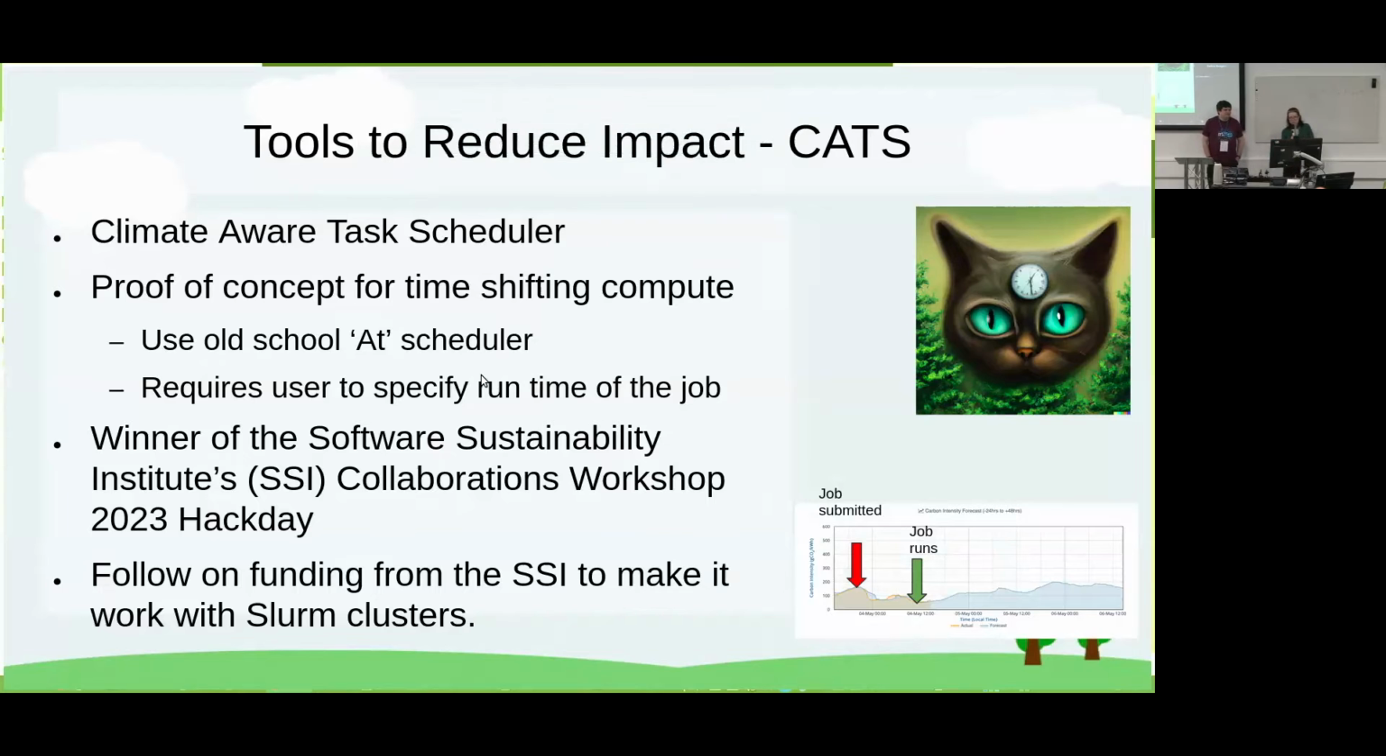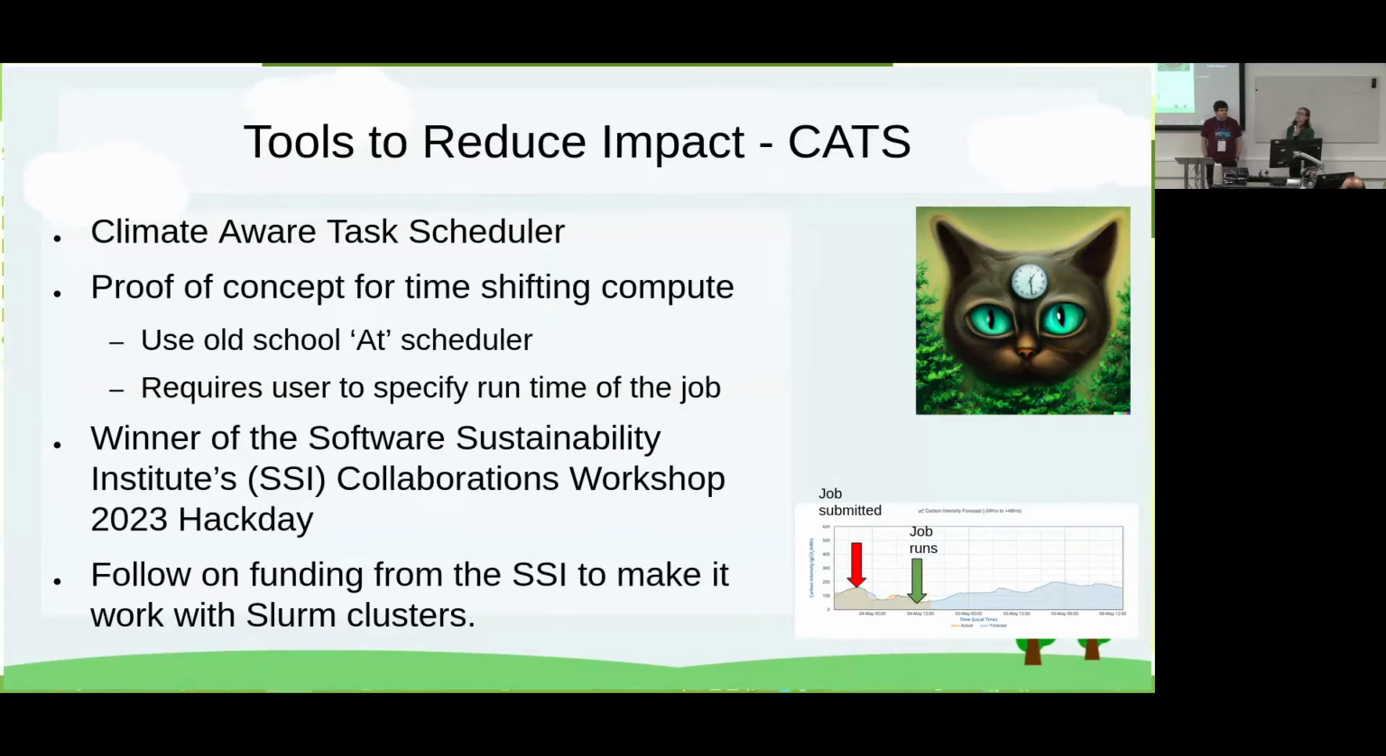Onto another tool, one that has been developed by some of us in the room. This was actually a winner of the Collaborations Workshop Hack Day from last year, which is CATS, which stands for the Climate Aware Task Scheduler. And this is a tool that was kind of a proof of concept from the Hack Day, and then we went on to develop it a bit further.